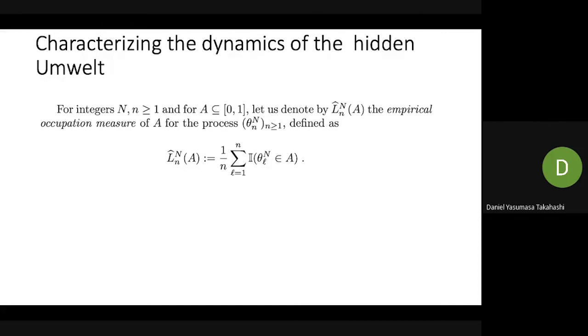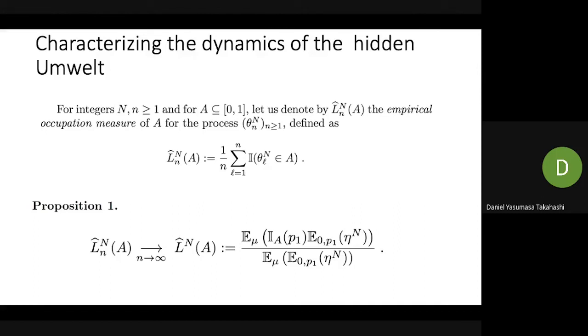Now we have a very simple result. If we observe this process for a long time, so when the small n goes to infinity, this occupation measure converges to something very well defined. And it's quite intuitive. Essentially, it's a weighted average. You see here in the numerator, the weighted average of the expectation of the hitting time, so the time that the random walk takes to hit minus n, n, for each parameter. So that's pretty much the result.